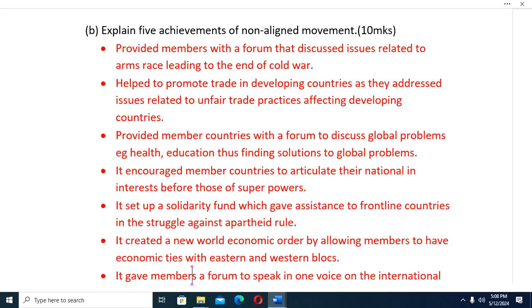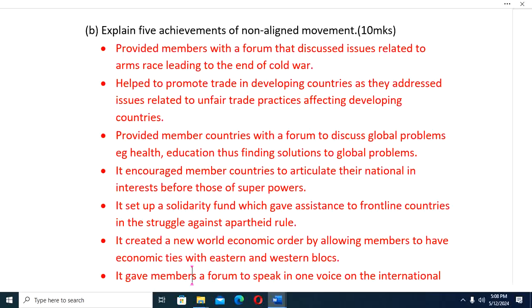Next, explain 5 achievements of non-aligned movement. What are some of the achievements of non-aligned movement? And remember, the non-aligned movement was formed, and these countries wanted to be neutral, not to be aligned to capitalism or socialism. So they remained neutral. So what were some of these achievements?